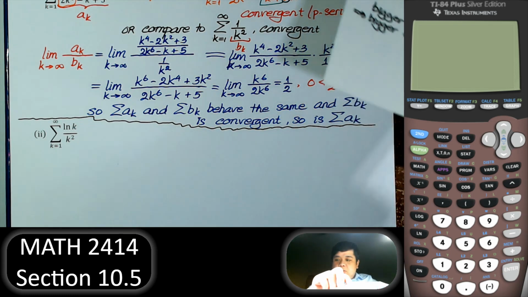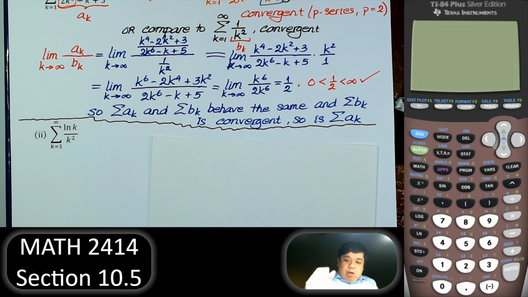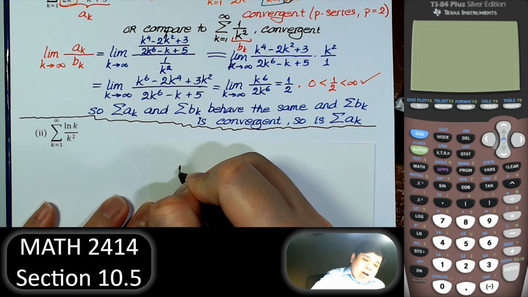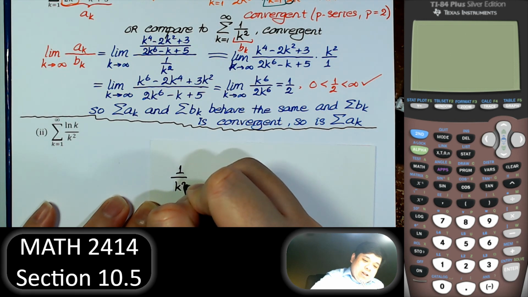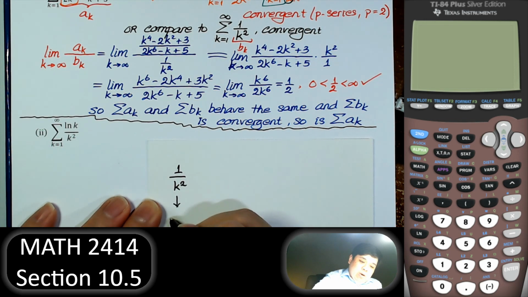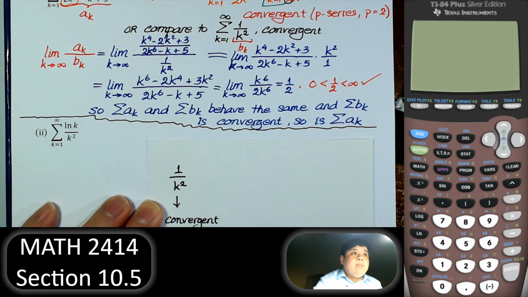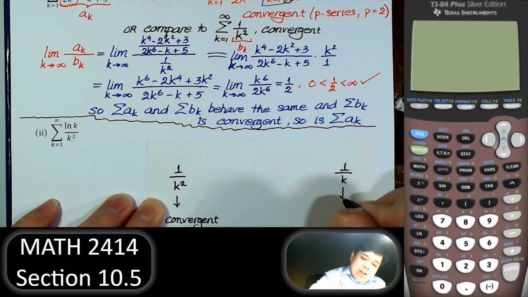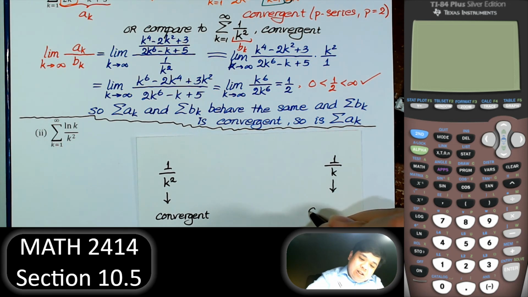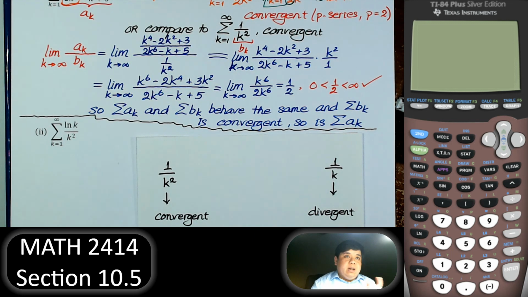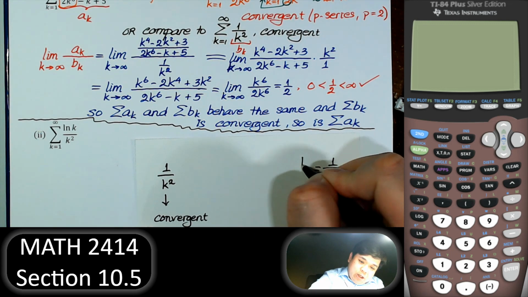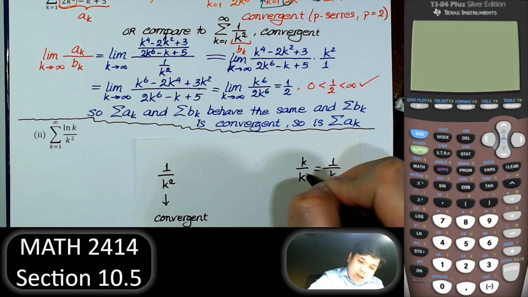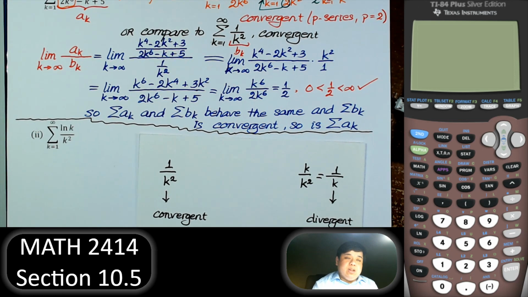But now here's the problem. We have 1 over k squared. This one is convergent. And 1 over k, this one is divergent, because of the harmonic series. Right, so we can put k over k squared, that's the same as 1 over k.